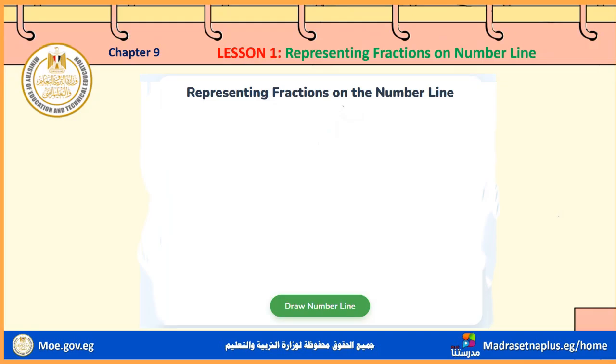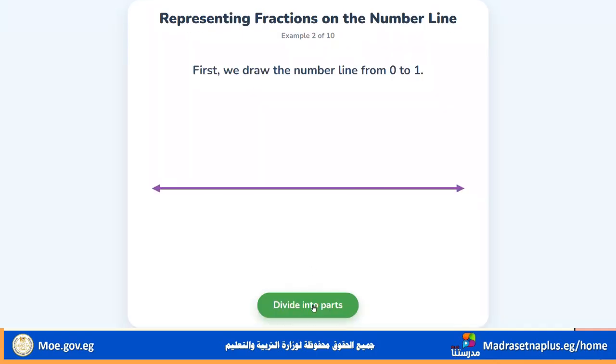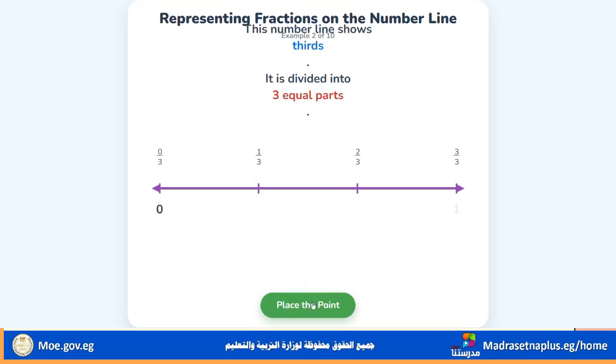Now let's bring fractions on the number line. First lesson in chapter 9, representing fractions on the number line. If I need to represent 2/3 on the number line, let's draw a number line. According to the fraction, let's split it. First, we draw the number line from 0 to 1. Next, divide it into 3 equal parts.